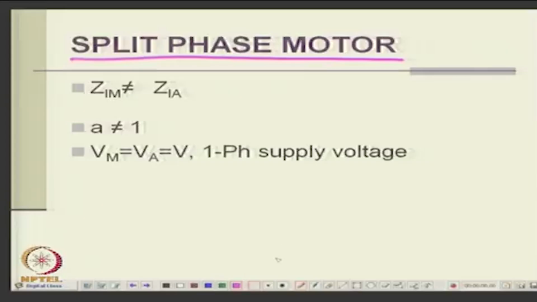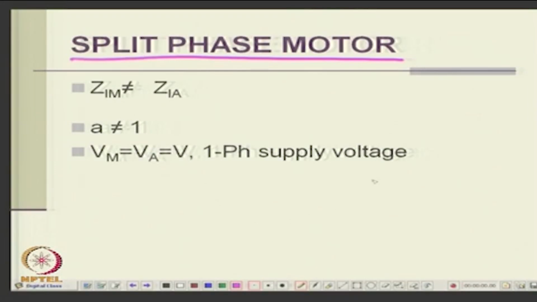These two types we have already told you earlier, but there we discussed only in a more qualitative manner. Now, you have a tool where you can estimate and do a proper analysis. So, one is a split phase motor.